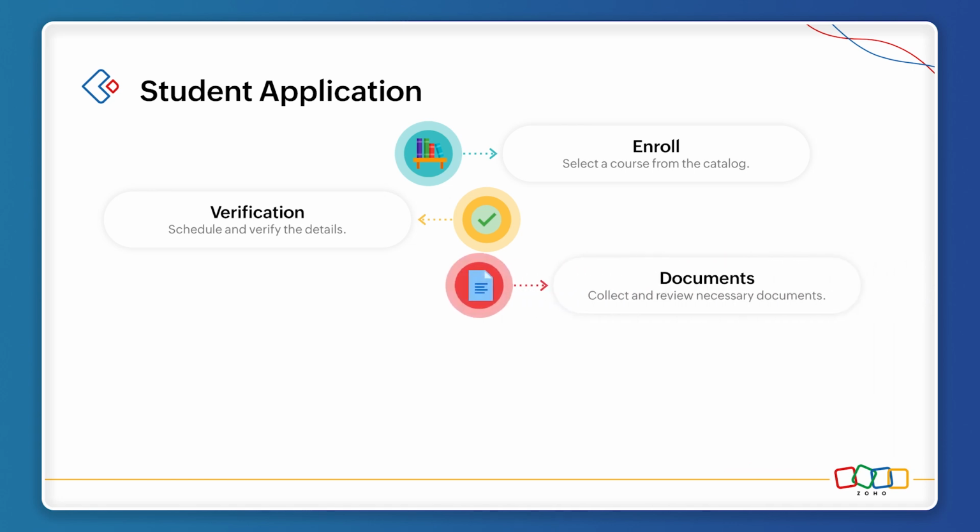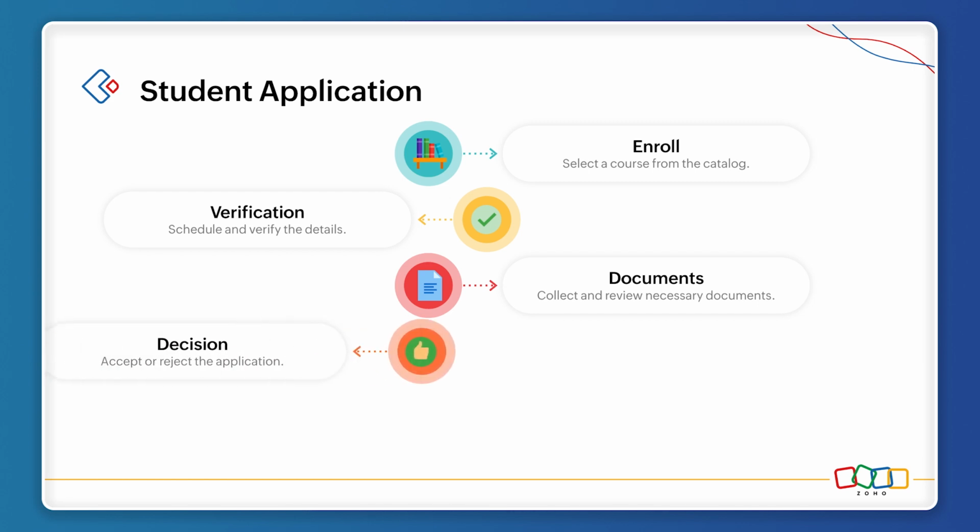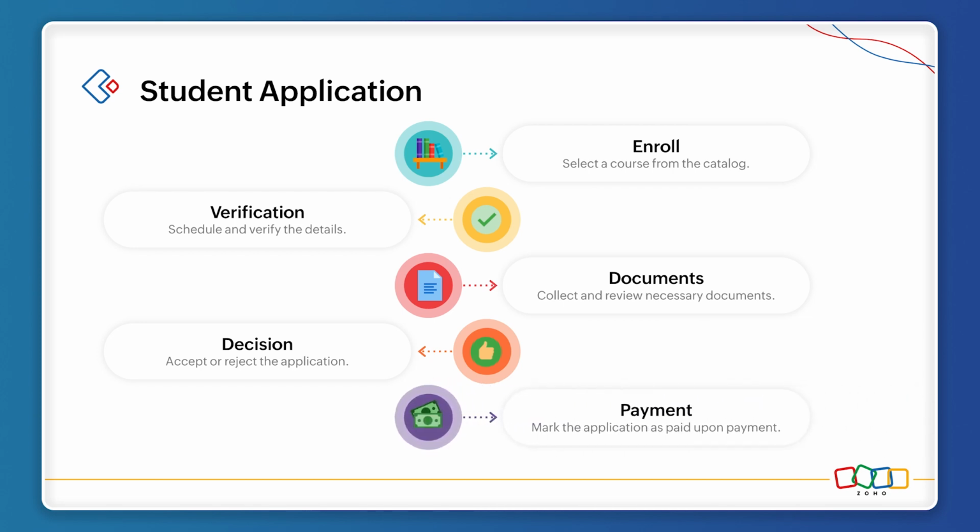And next is going to be the documents. Once the verification is done, we will be collecting the necessary documents for review purposes. Once the documents are collected and stored, then the decision to accept or reject the application will take place. Once the decision is done, next the fee payment module happens, where we can mark the application as paid upon the payment of the application. So this is how we are going to manage the student application module.